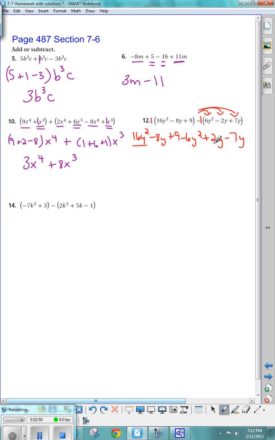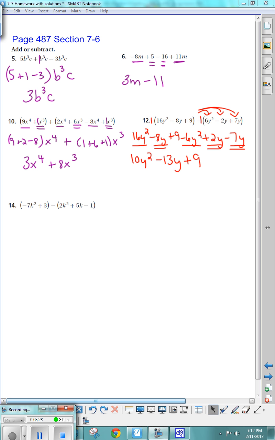So 16y squared and negative 6y squared are like terms. So 16 minus 6 is going to be 10. Keep the y squared, because when you add, exponents don't change. Then negative 8y, positive 2y, and negative 7y are like terms. So I'm going to put the negatives together. Negative 8 and negative 7 is negative 15. Plus 2, if I got a negative 15 and positive 2, I have to subtract because I have different signs. That's 13. Keep the sign that was on the 15, so I get negative 13y. And there's nothing to add to the 9, so I just put plus 9 on the end.